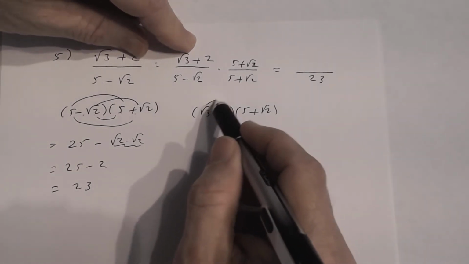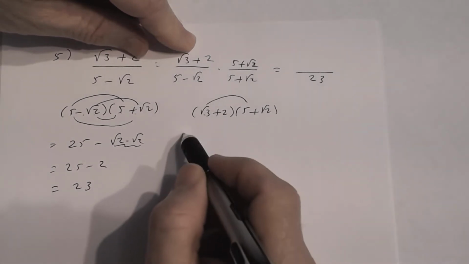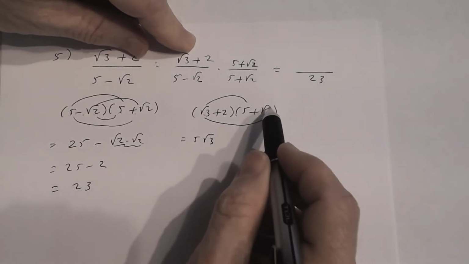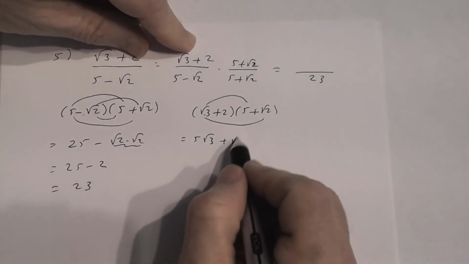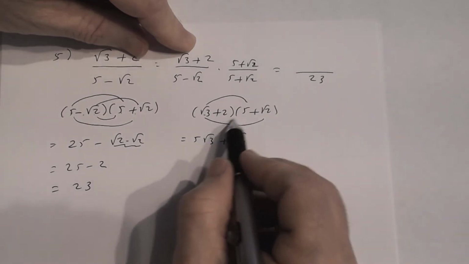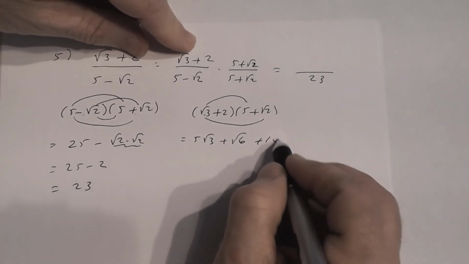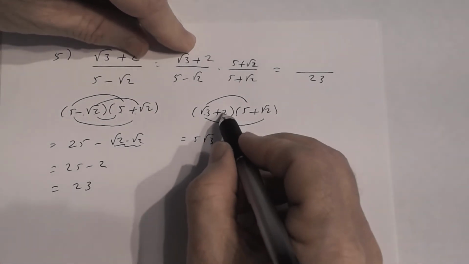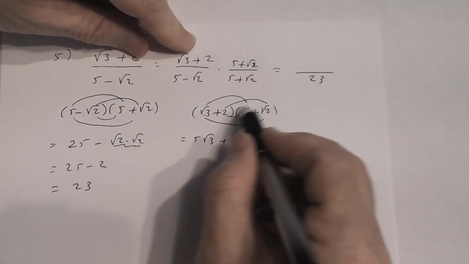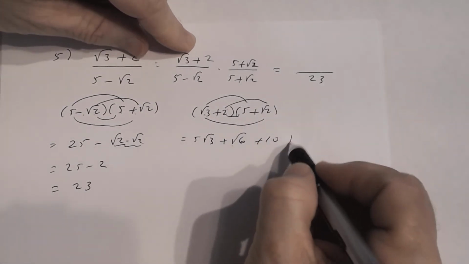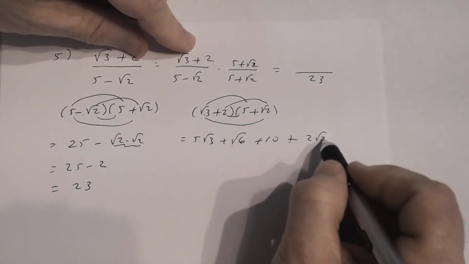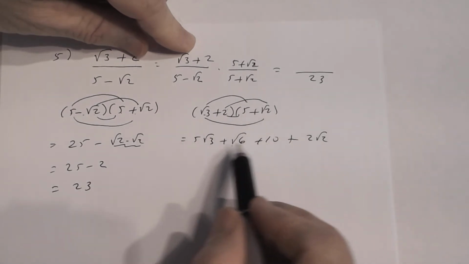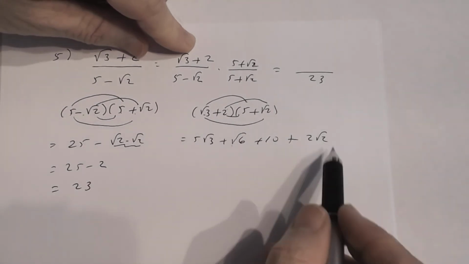So let's look at the first. I have the square root of 3 times 5, which is 5 square root of 3. The outer, the square root of 3 times the square root of 2, is the square root of 6. The inner, 2 times 5, is 10. So you see the outer and the inner are not opposites. And then the last, I have a positive 2, so a positive times a positive is a positive. And so I get 2 square root of 2. Now notice that none of these are like terms. And I can't simplify any of it.